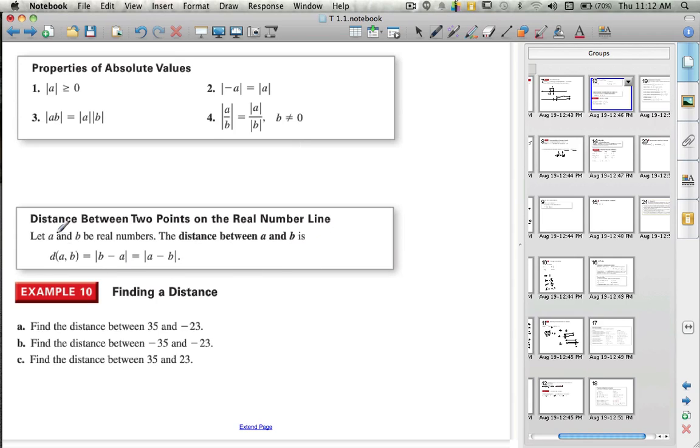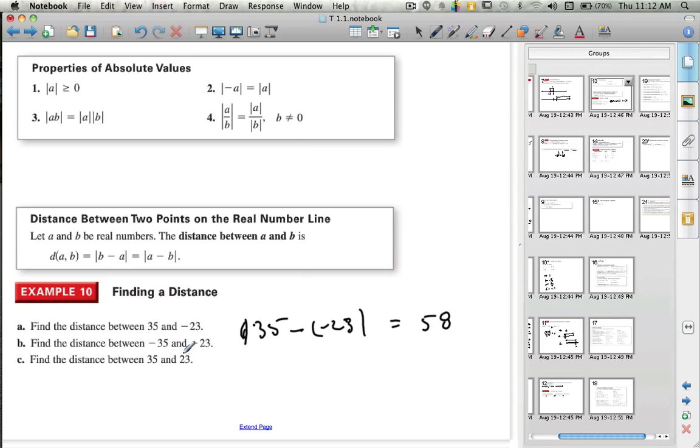But when we take a look at distance between 2 points on a number line, they're going to say if a and b are real numbers on a number line, the distance between them is the absolute value of their difference. And it doesn't matter which one I pick first. It doesn't make any difference. So I would say, in this case, the distance between 35 and negative 23? Well, it would be the absolute value of 35 minus negative 23, and that's going to be 58.